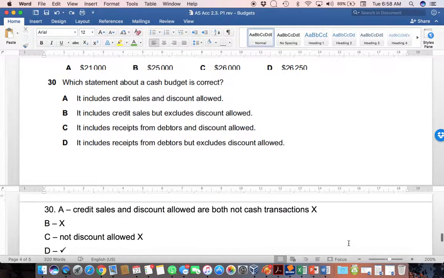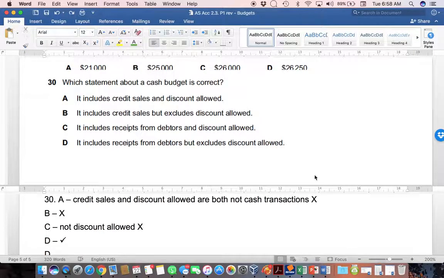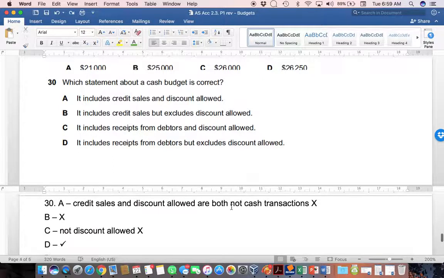Question 30. Which statement about a cash budget is correct? Again, this is just a very simple little theory question. We want to have a look and see, do we believe in these pieces of information that are stated or not? A cash budget, remember, has got only cash items. So we'll exclude all the non-cash items.